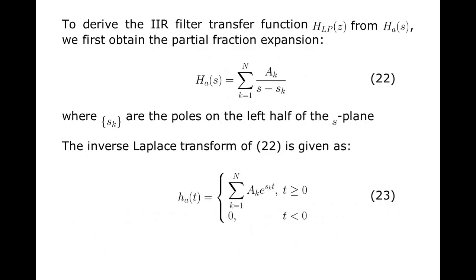So to derive the IIR filter transfer function HLP of Z from H of S, we first obtain the partial fraction expansion. H of S is equal to the summation of k equals 1 to capital N of AK upon S minus Sk, where Sk are the poles on the left half of the S plane. By using the inverse Laplace transform, equation 22 can be written as HA of t equal to the summation of AK e raised to Sk t, k from 1 to N, where t is greater than or equal to 0, because we need a causal system, and for t less than 0, HA of t should be 0.